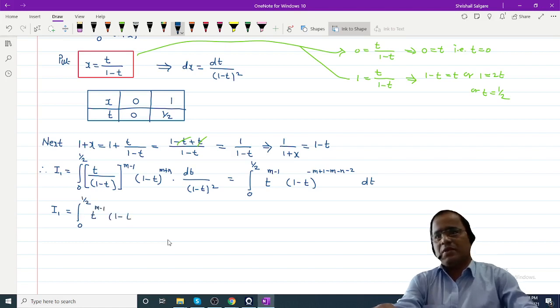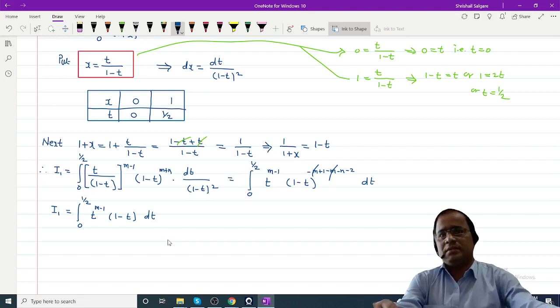And what is the power of 1 minus t? Anyone? Something I made a mistake? Definitely. Sir, m plus n. Yes, in power, this is plus, this is also plus. Now it's correct? Yes, sir. Okay. Now what is the remaining term then? N minus 1. Okay, 1 minus t raised to n minus 1.